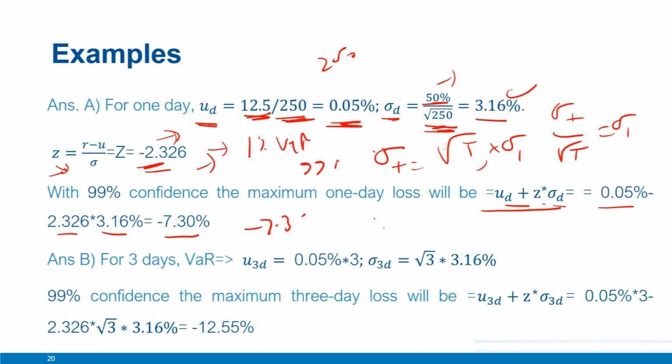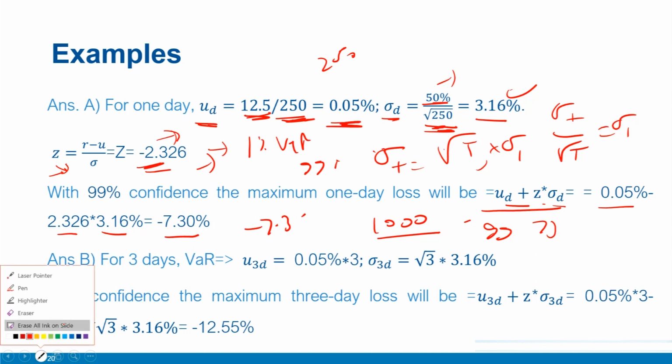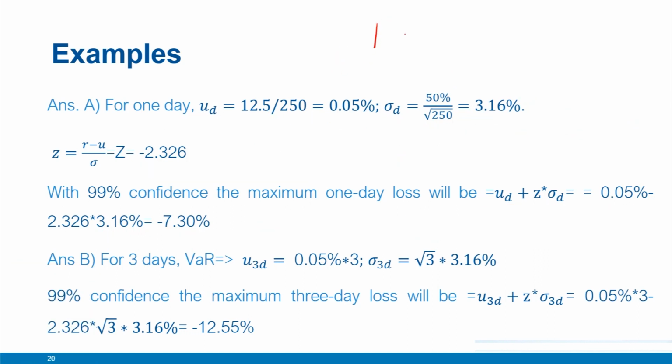Now let's say your investment in this portfolio was 1000 rupees. Then the losses that you can expect on any given day, the maximum loss with 99% confidence, is 73. I'll repeat, this is a very important statement from VaR's perspective: one day VaR with 99% confidence or 1% significance was 7.3% in return terms, or in value terms, a loss of 73 rupees with 99% confidence. This is my maximum possible potential loss over a daily horizon with 99% confidence.